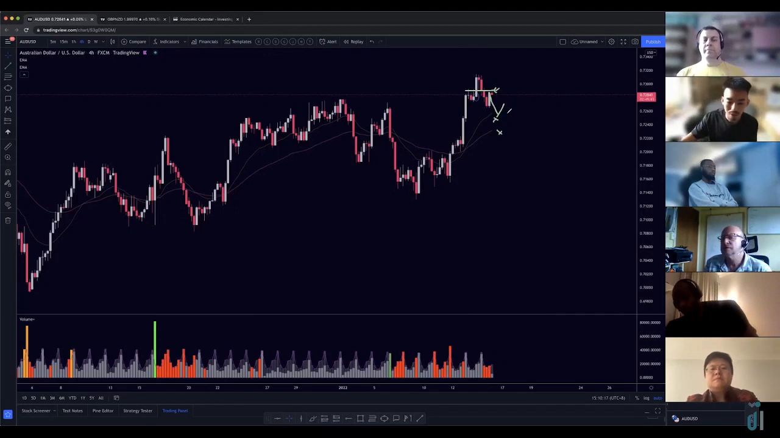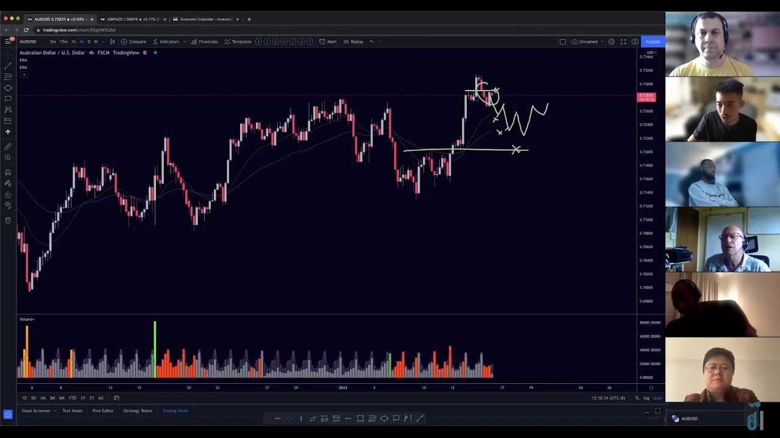The counter side is if there's no slowdown, it might not stop there, so it might do this, and from there it might chop around before doing this. So there's a good chance price will come back down towards this area here. It's just how it gets down there, which could mess with our trade.